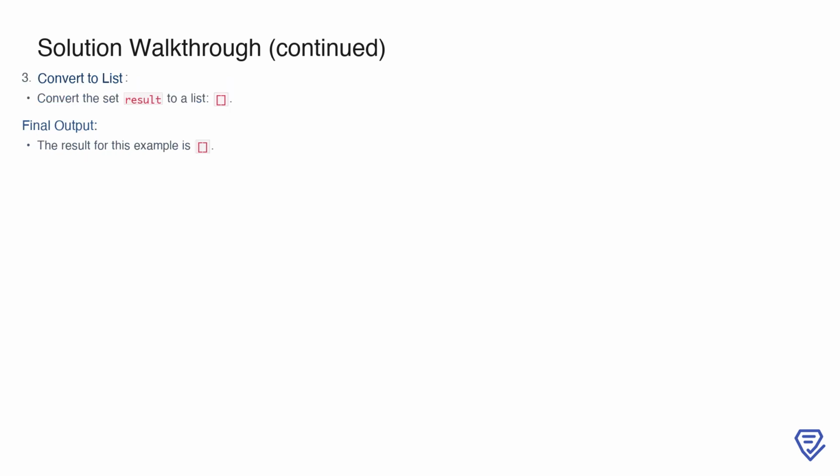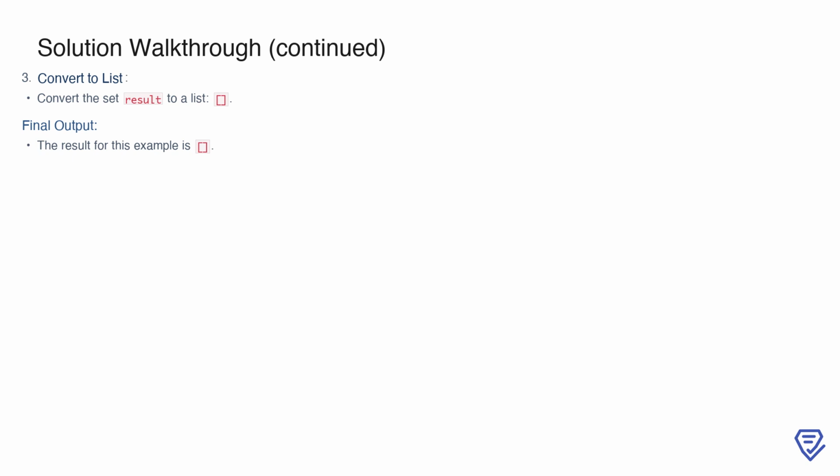After determining that there are no common elements in the third example, the final step is to convert the empty set into a list. This gives us the result as an empty list. The output for this example is therefore an empty list. This demonstrates how the approach handles scenarios where there are no overlapping elements between the 3 arrays. By converting each array into sets, finding pairwise intersections, and combining the results, we can systematically solve the problem for any input.